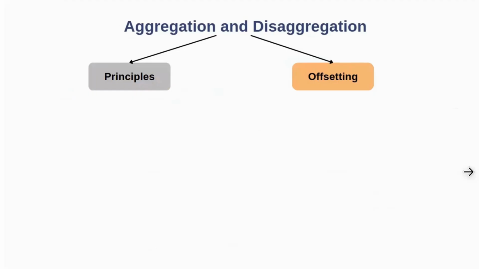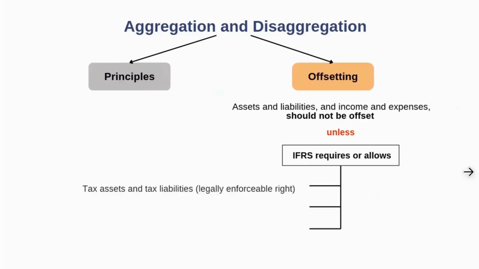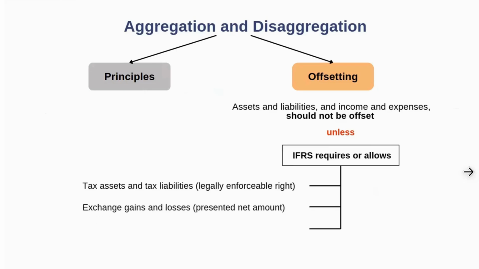Now let's look at the offsetting. Offsetting is usually not permitted by IFRS, so assets and liabilities and income and expenses should not be offset unless IFRS requires or allows to do so. So in which cases IFRS requires and allows? Tax assets and tax liabilities with legally enforceable rights can be offset.